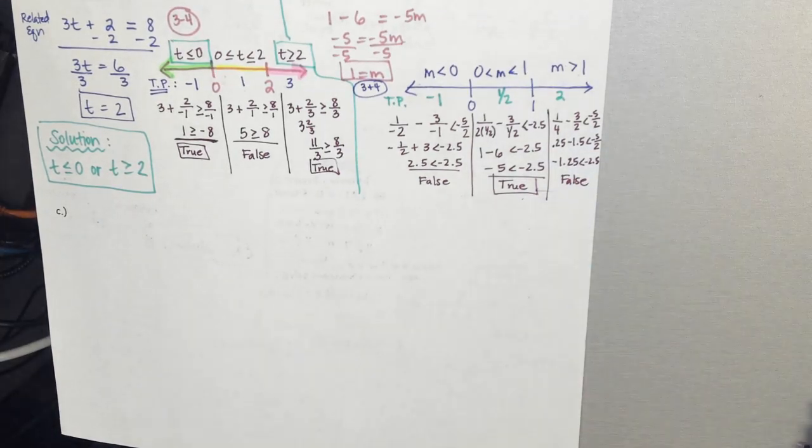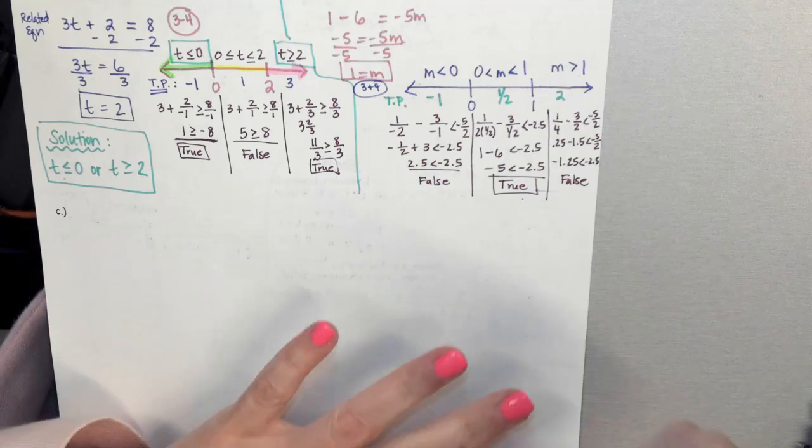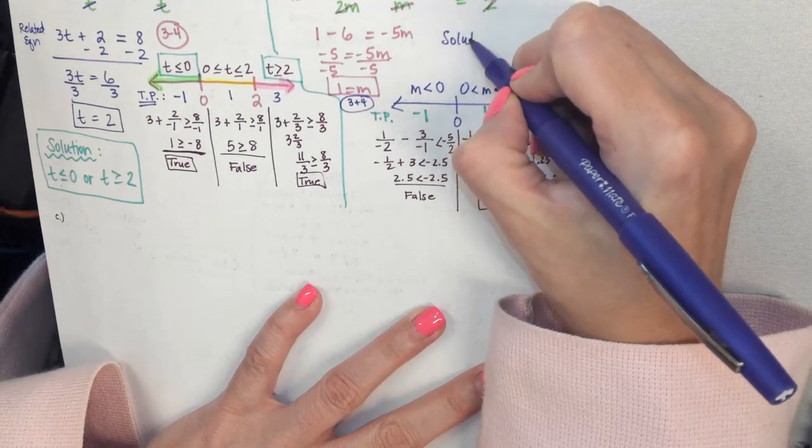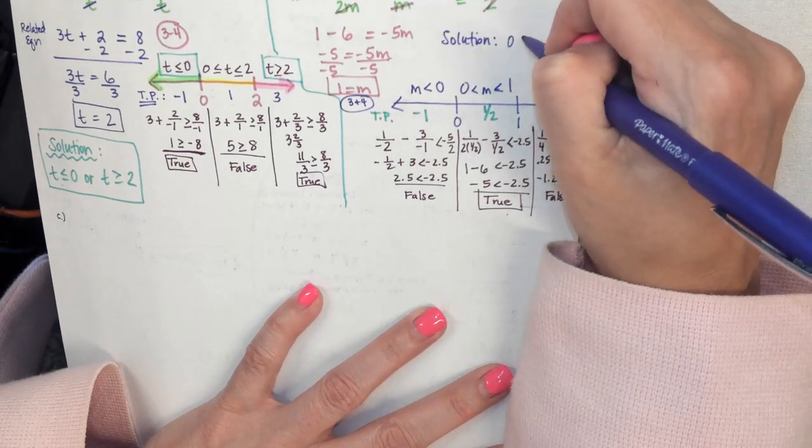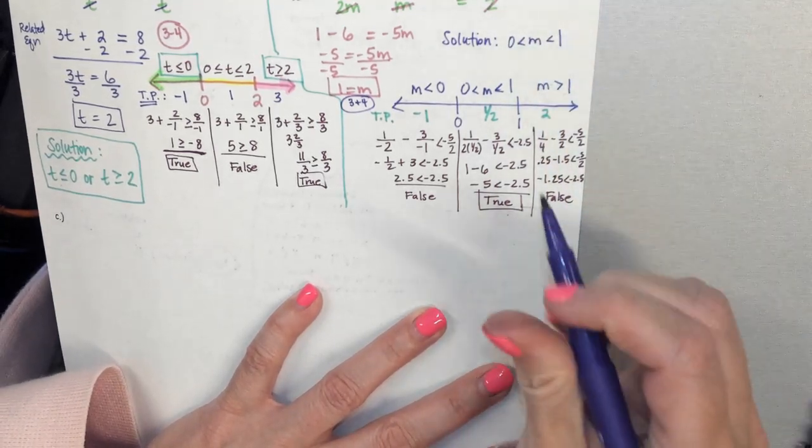All right, so your solution is whatever interval or intervals are true. So your solution is 0 is less than m, which is less than 1.